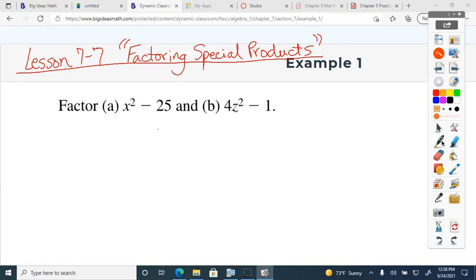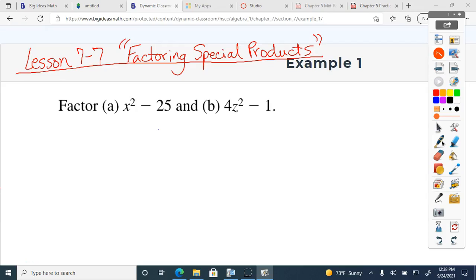This is lesson 7-7. Once again, we are on page 398 in your Big Ideas Algebra 1 textbook if you want to follow along. Our first example here, please understand you are doing the same thing that we did for the last two days, okay? The one exception is these are going to be special products. So when they're special, that usually means you get to do it a shorter way, okay?